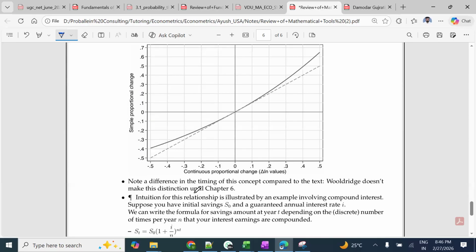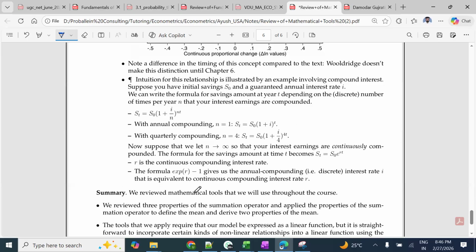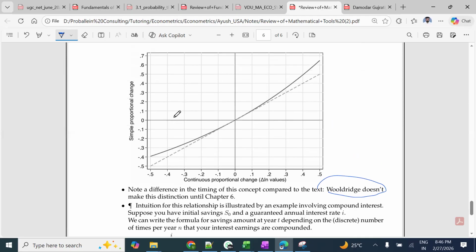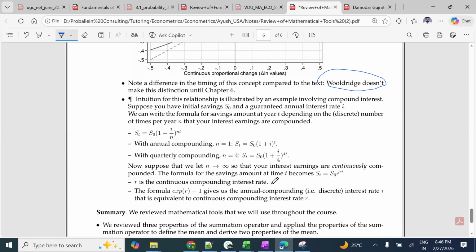So this is how you can plot it. Now you can see what it is saying. They have used a plot. You can see this is simple proportional change and this is continuous proportional change, and how they look different.